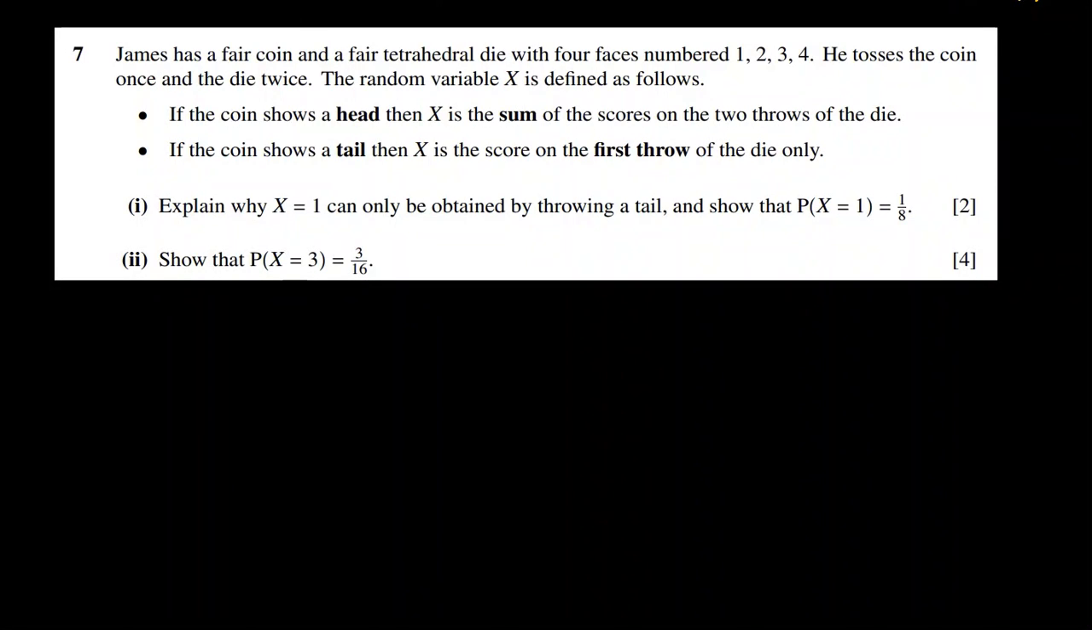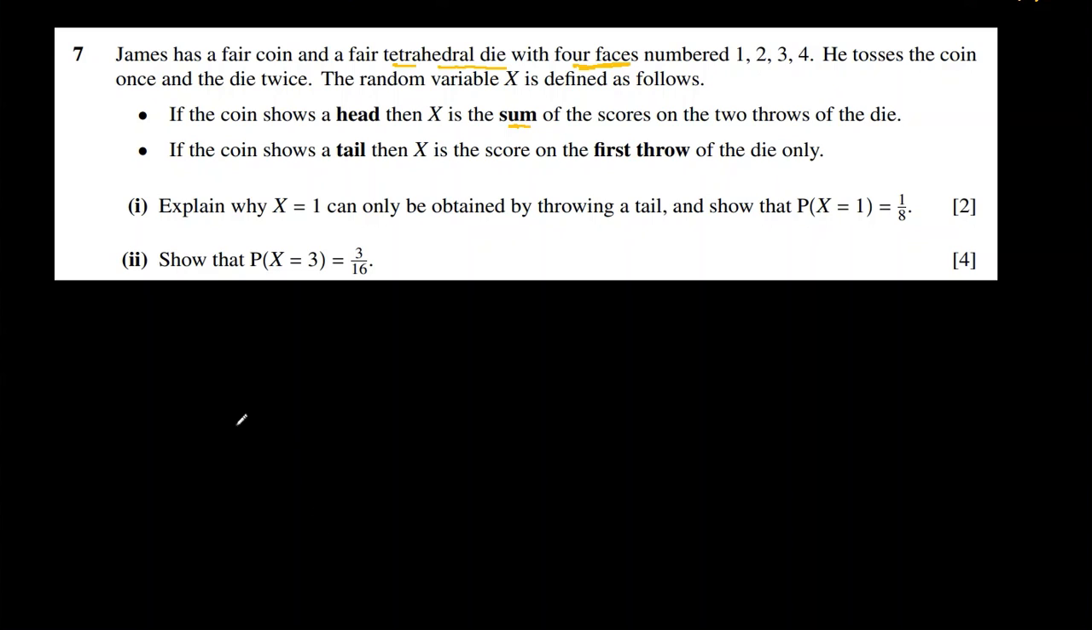Question number 7 and the last. James has a fair coin and a fair tetrahedral die. Tetrahedral means which has four sides. Oh, they've written with four faces, numbers 1, 2, 3, 4. He tossed the coin once and the die twice. The random variable X is defined as follows. If the coin shows a head, then X is the sum of the scores of the two throws of the die. If the coin shows a tail, then X is the score on the first throw.